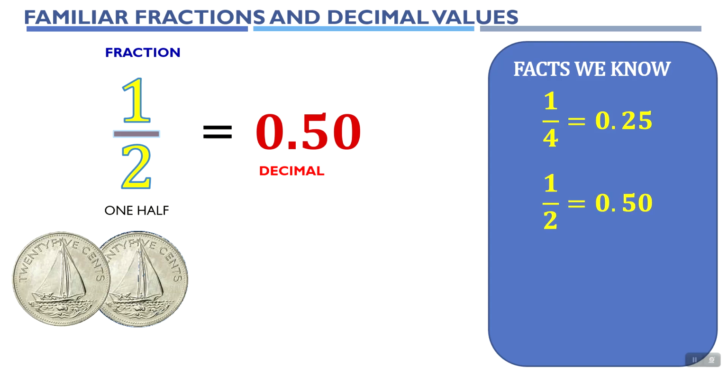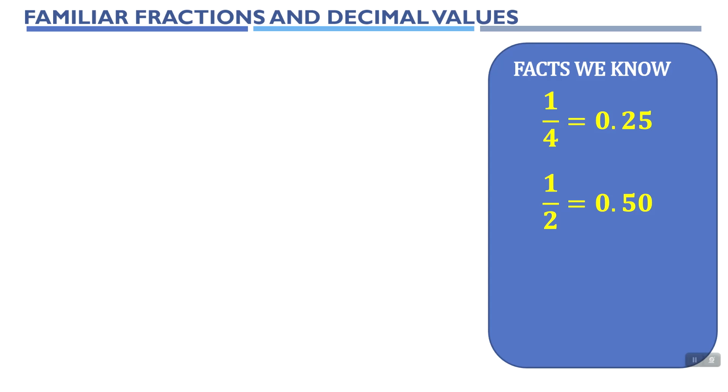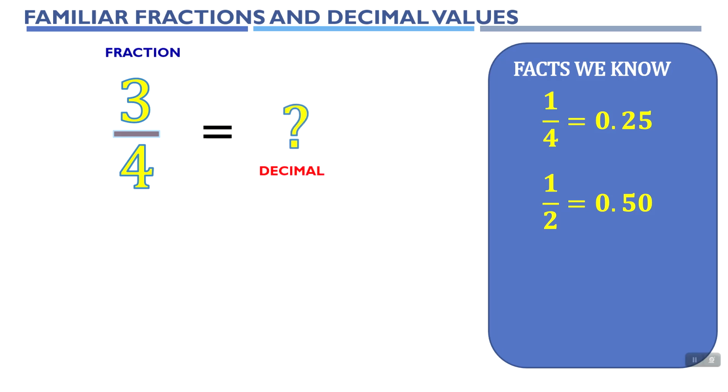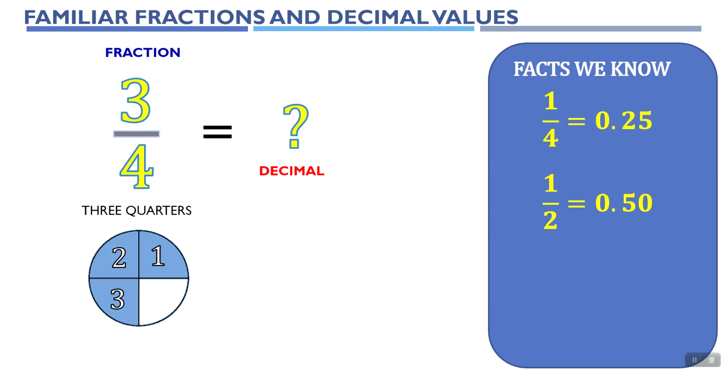Again, we'll write this in the facts we know. 1/2 equals 0.50. Now let's look at 3/4, or 3 over 4. What decimal value does that represent? We can represent 3/4 in this way, 1, 2, 3 parts out of 4. We say this is 3/4.